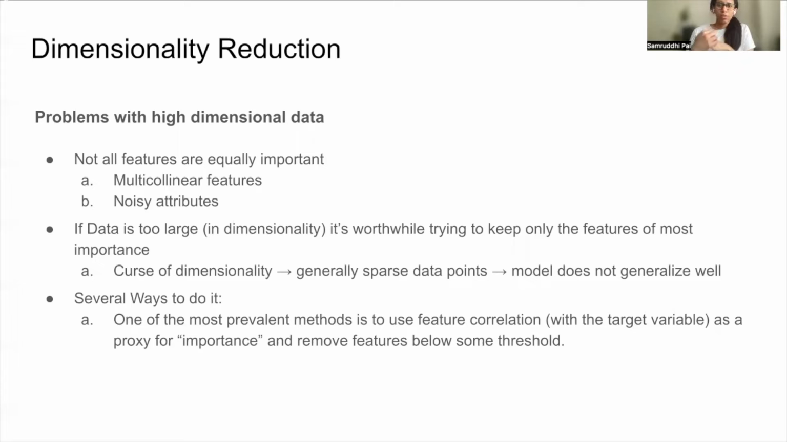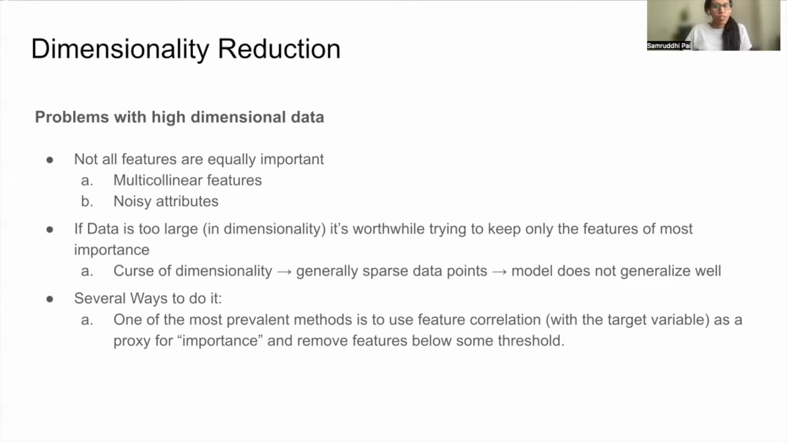Not just having bad features, but having a lot of features also leads to a problem called the curse of dimensionality, which is that in this higher dimensional space, the points are not really close enough and the data that you get is sparse for the model to generalize well.